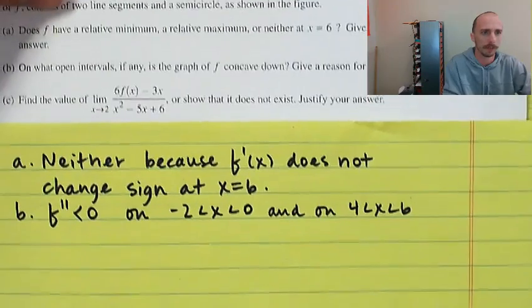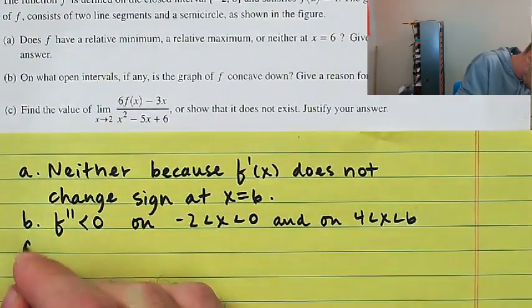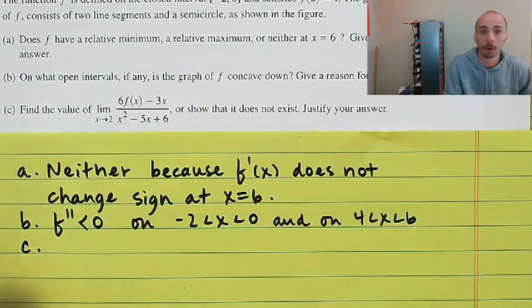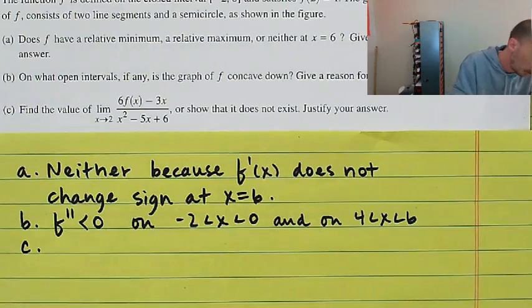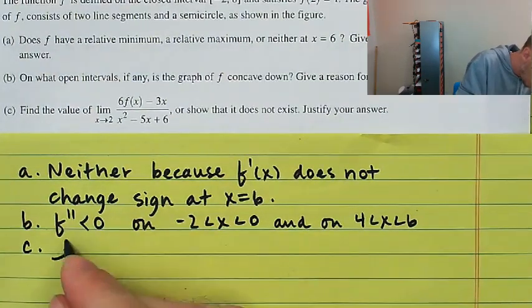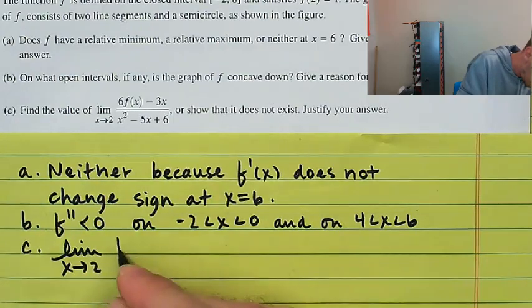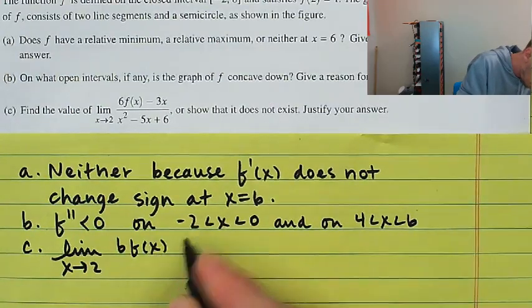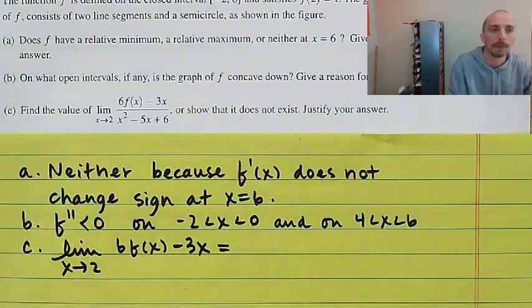Okay, find the value of this limit or show that it does not exist and justify your answer. So we're expecting L'Hopital's rule here, but I have not worked these problems or even really looked at them besides to just press print and press record. So let's look at the limit as x approaches 2 of 6f of x minus 3x. And we'll see what happens with that one.